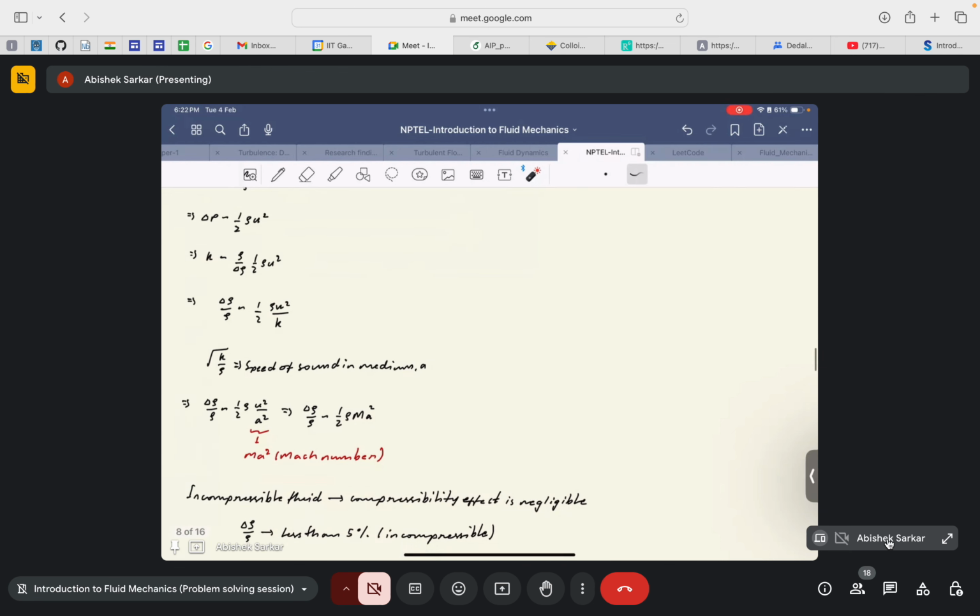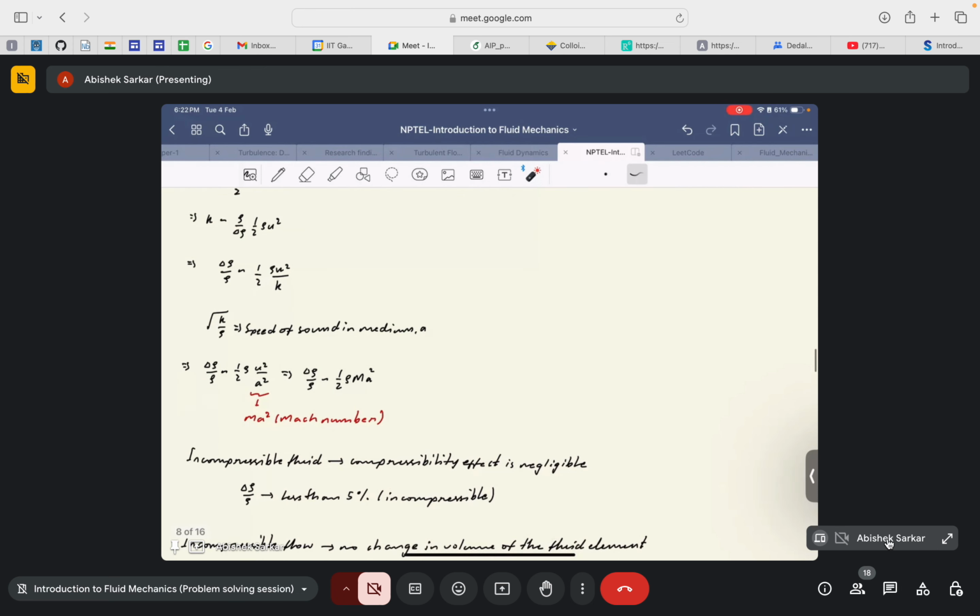So taking this expression into account, you can write delta rho by rho varies as half rho u square by a square. Then we can write delta rho by rho varies as half rho Ma square, where Ma is the Mach number. And you will see that this Mach number in fact plays a crucial role in determining the compressibility effects.